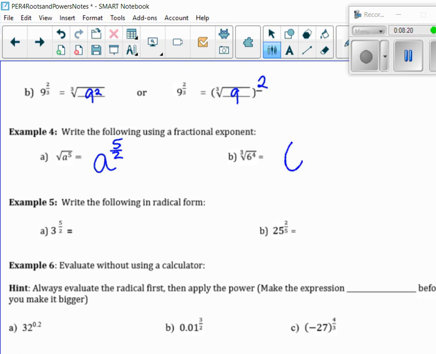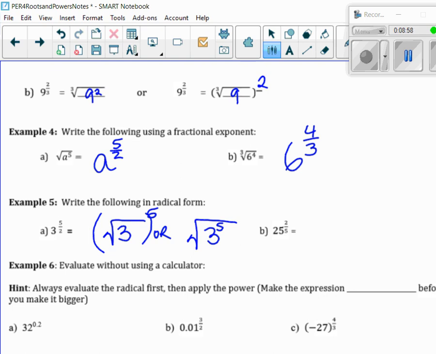This is 6 to the power 4/3. Very good. Okay, now we're going to go the other way. 3 to the power 5/2 is the same thing as the square root of 3 to the power 5. Or we could write this as the square root of 3 to the power 5 like that. Although we can't square root 3, it'll make more sense once we get to numbers we can actually square root and cube root. So that's coming up in example 6.